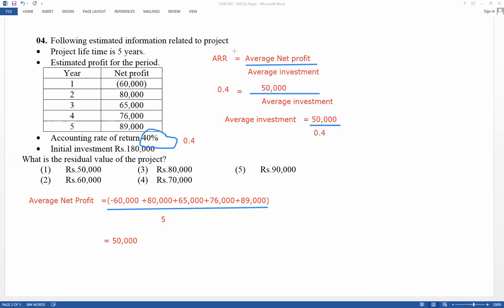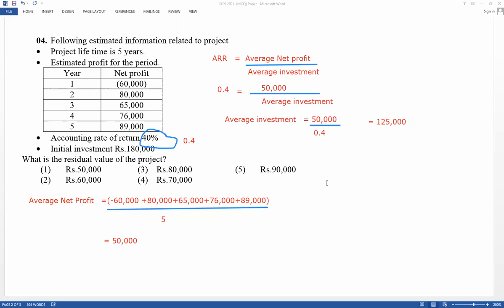Then take the answer. Therefore, average investment equals 50,000 divided by 0.4, which is 125,000. This is the average investment. Think how to calculate average investment. There is a residual value. Therefore, average investment equals opening investment plus closing investment divided by 2.